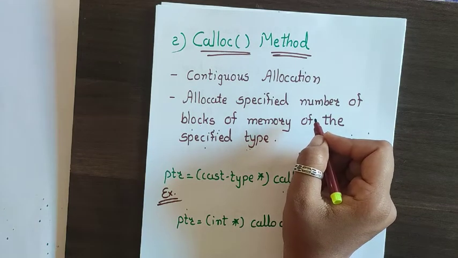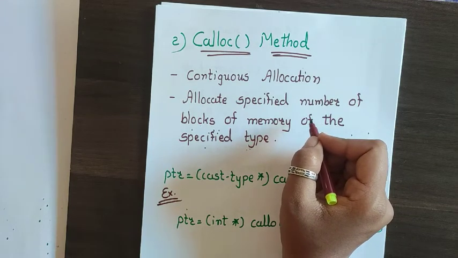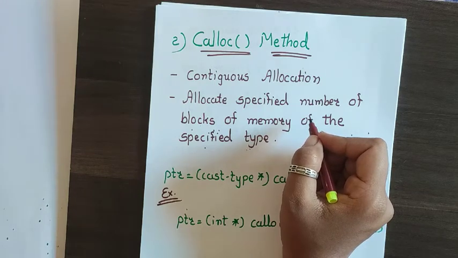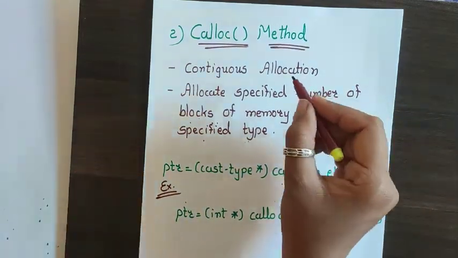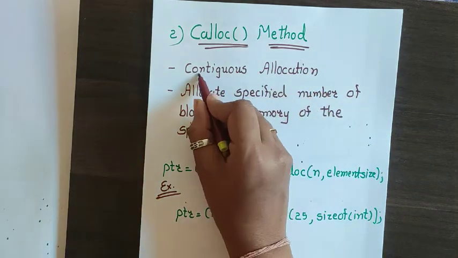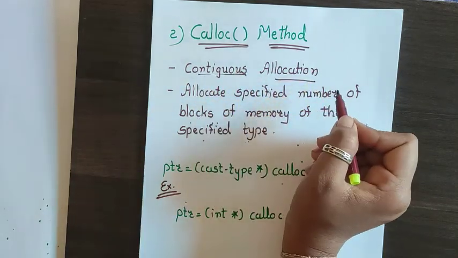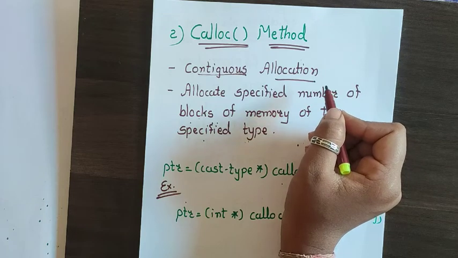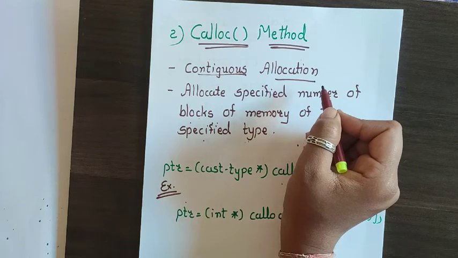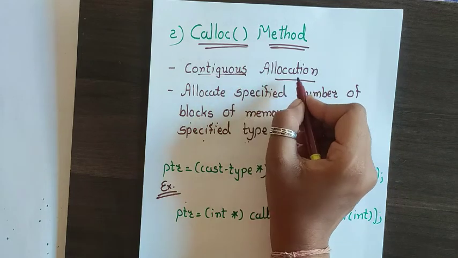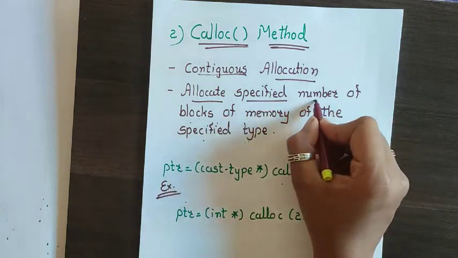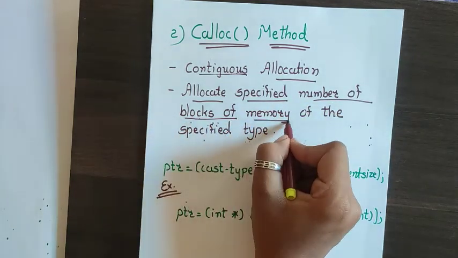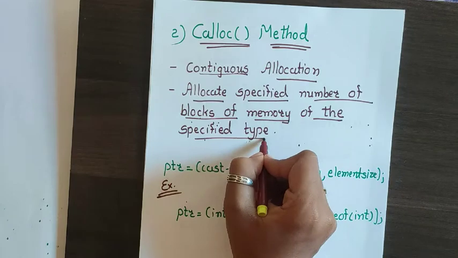As you know, dynamic memory allocation allocates memory at run time. So we take only as much memory as we need, no extra memory and no lack of memory. Calloc stands for contiguous allocation, a contiguous memory allocation, while malloc stands for memory allocation only. Now calloc will allocate the specified number of blocks of memory of the specified type.